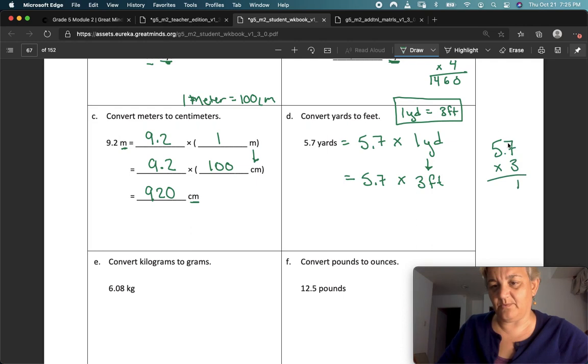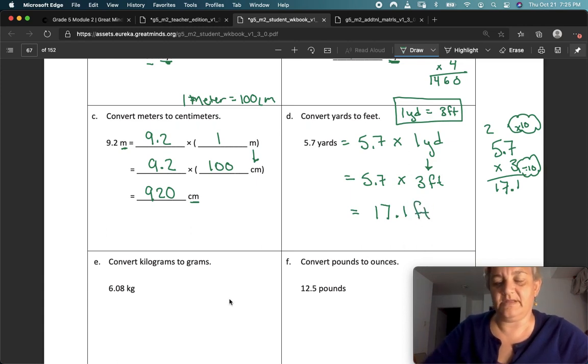7 times 3 is 21, carry the 2. 5 times 3 is 15, plus 2 is 16, 17. Then I took my decimal out in my head by multiplying by 10. So in the answer, in my head, I have to divide by 10, right? And then I'm going to put that decimal right there, okay? So my answer is 17.1 feet. There, I've successfully converted yards to feet.